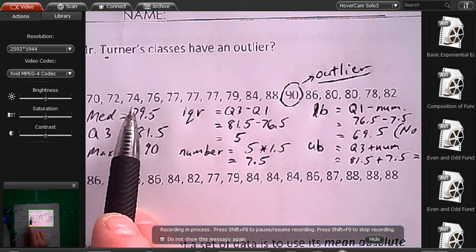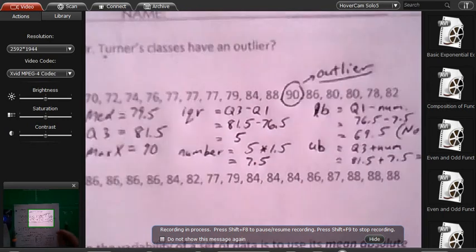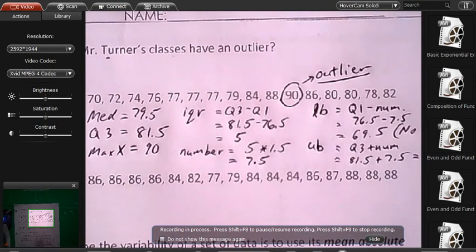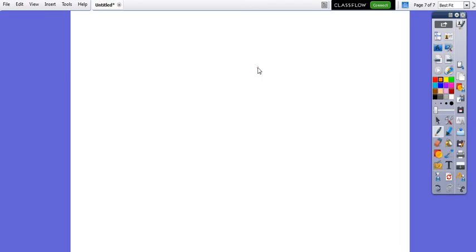Okay, so that's what we did yesterday, a very, very brief version of what we did yesterday. All right. So today we're going to talk about mean absolute deviation. Today's lesson has to do with mean absolute deviation.